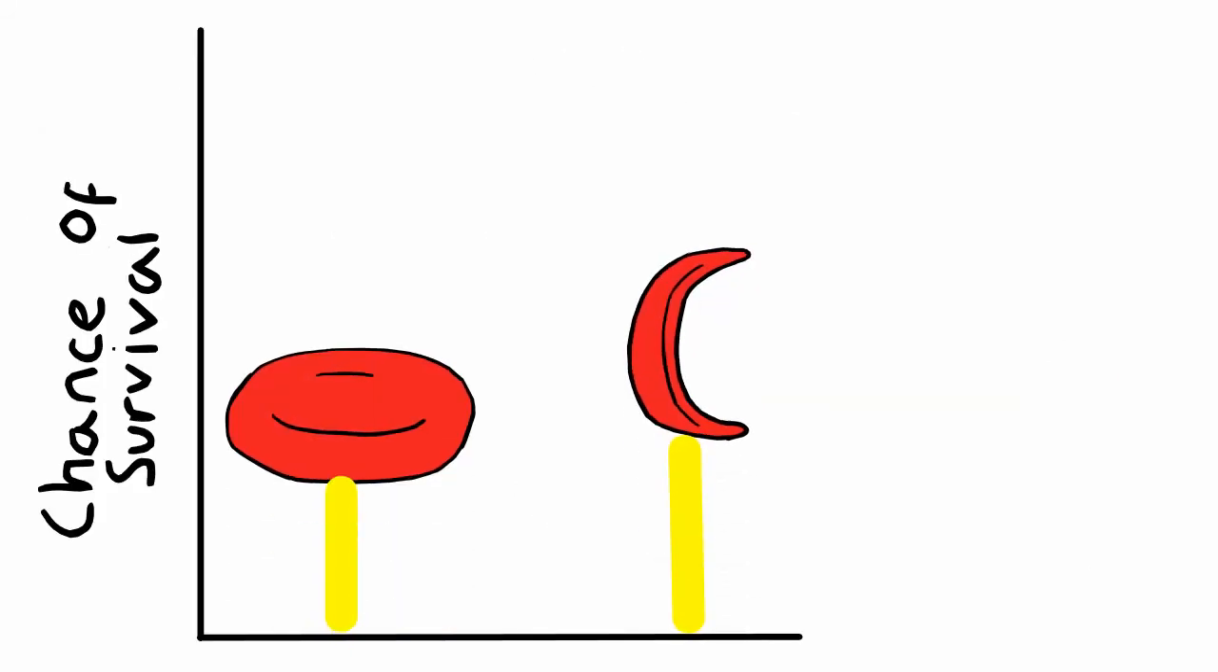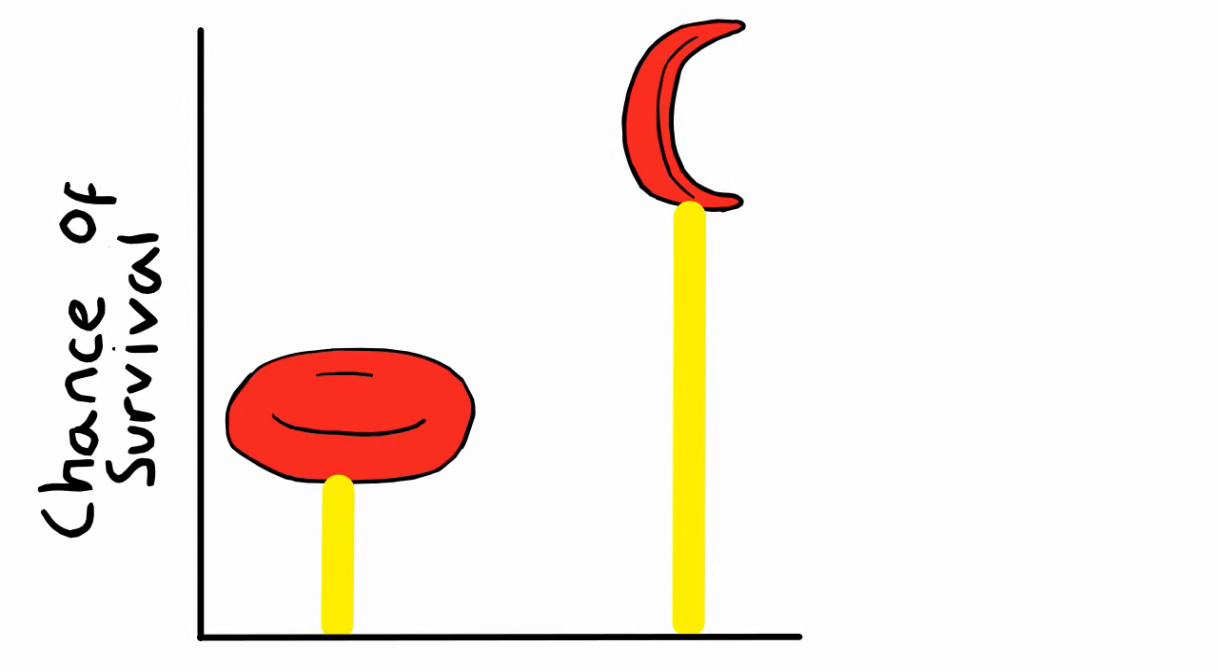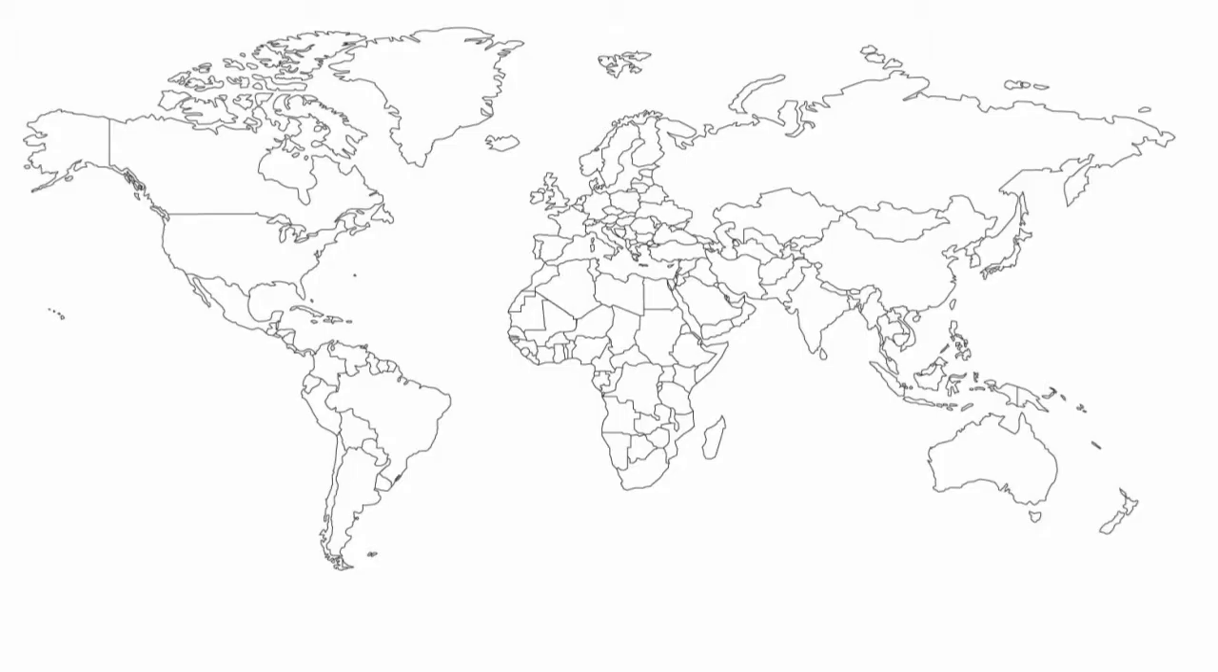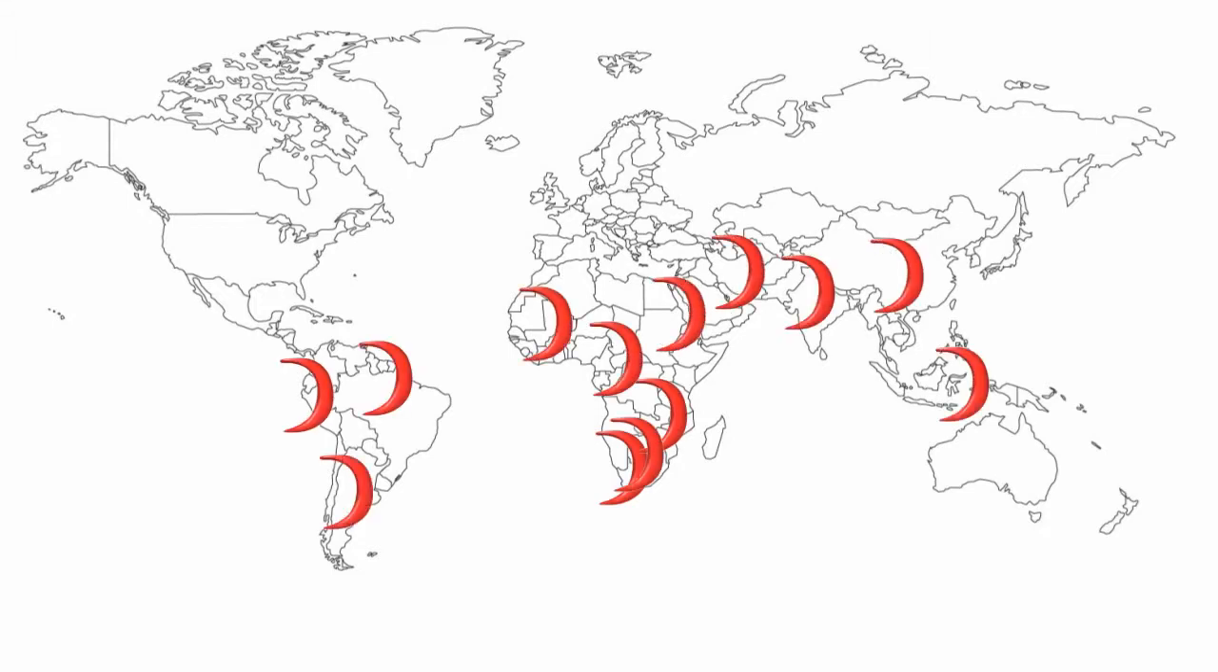Sickle cell anemia is most common in eastern countries and the southern hemisphere, where there is a greater chance of developing malaria. This is due to natural selection, as people with sickle cell anemia have a greater chance of surviving. This means it is slowly spreading, as people with sickle cell anemia can survive better in these countries and pass on their genes.